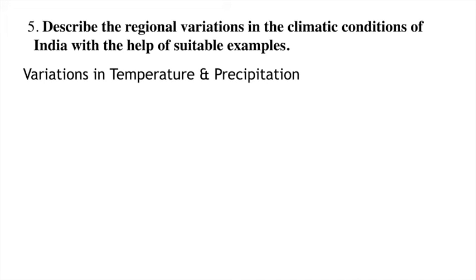Describe the regional variations in climatic conditions of India with the help of suitable examples. In this question, we have to describe how temperature varies across India and how precipitation varies across India. So I already explained in detail in the lesson. Refer to that lesson and write this answer.